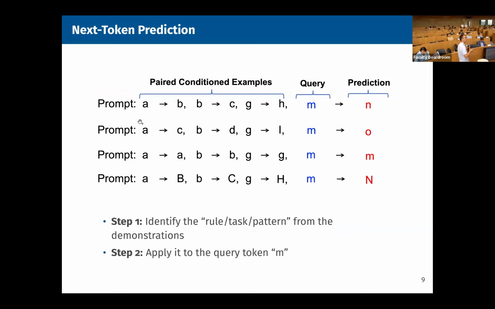This is another example, right? If you have an interval from A to C and B to D, then the model knows that when you have an input query, the output from M should be going to O, and so on and so forth, right? So this is basically the next prediction.